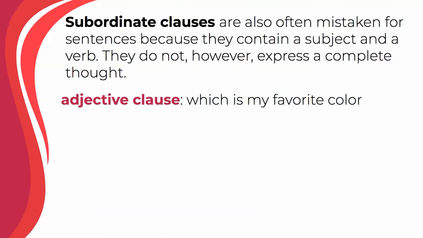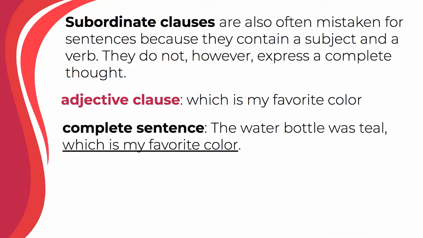Let's look at the adjective clause, which is my favorite color. Of course, if which is capitalized and there's a question mark at the end of the sentence, then you do have a complete sentence because the which is functioning as the pronoun and it's the subject. But I don't have those things. That's not what's happening here. I need to finish the thought. The water bottle was teal, which is my favorite color. Again, just one of many ways you could fix this error.